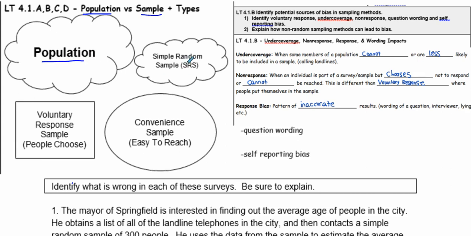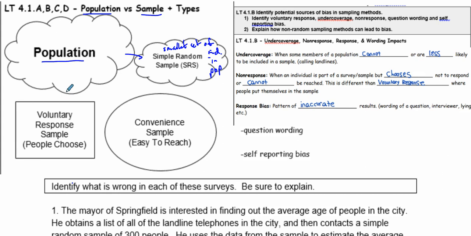A sample is really a set of individuals from the population. Okay, so it's a smaller set of individuals in the population. And so we take a simple random sample to give everyone an equal opportunity, all right? So everybody has an equal chance to get selected.